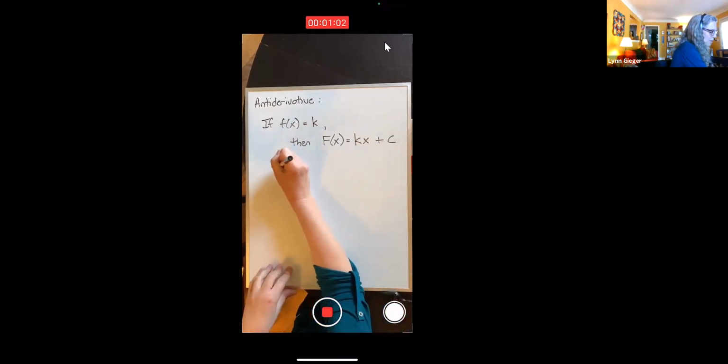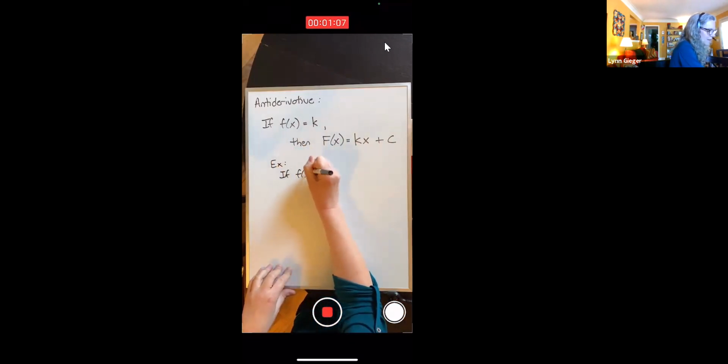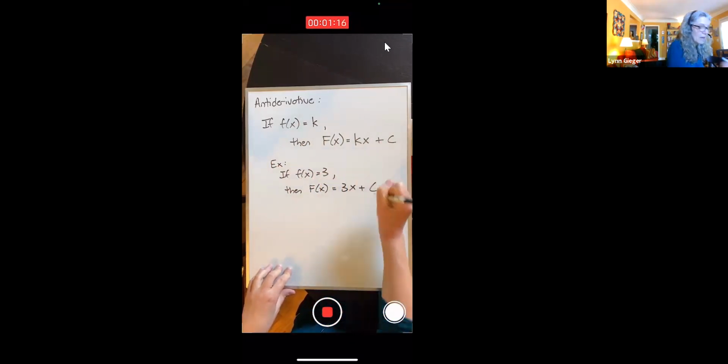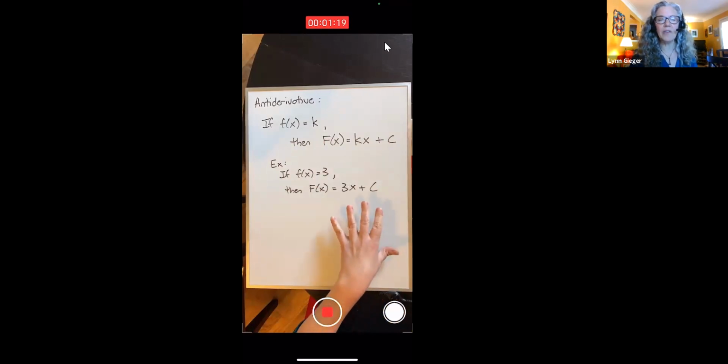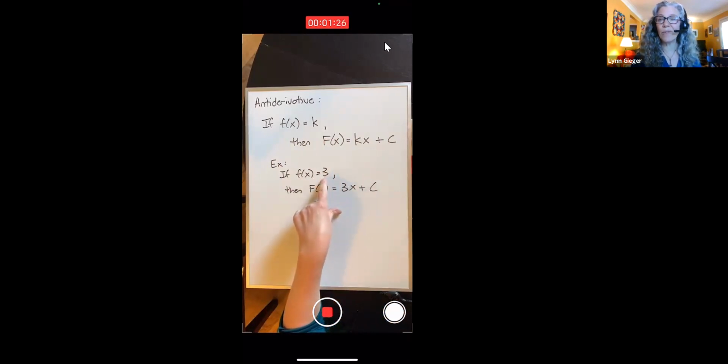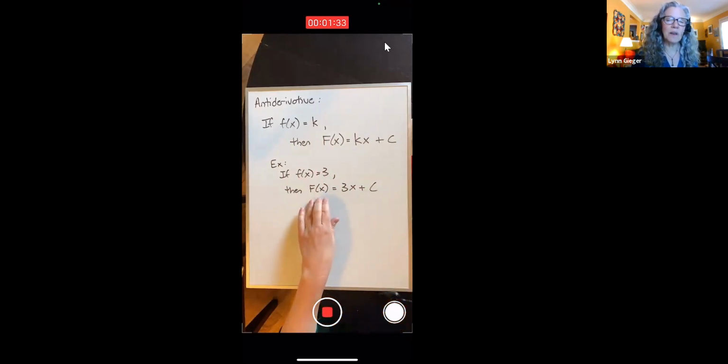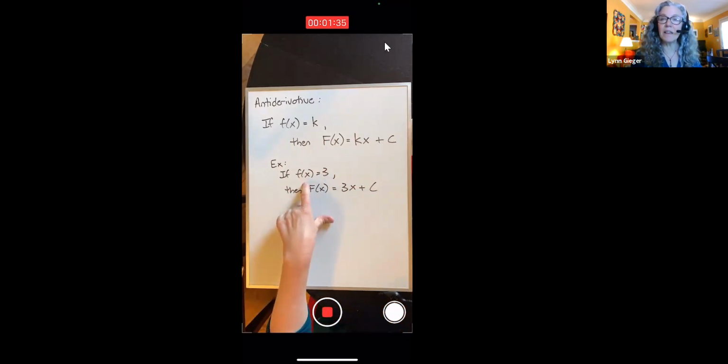So as an example, if f of x is equal to 3, then its antiderivative is 3x plus any arbitrary constant that you like. And the reason why is if you took the derivative of 3x plus an arbitrary constant, you would get 3. So you can always check to make sure that you've done your anti-differentiation correctly by taking the derivative of big F and seeing if it gets you back to little f.